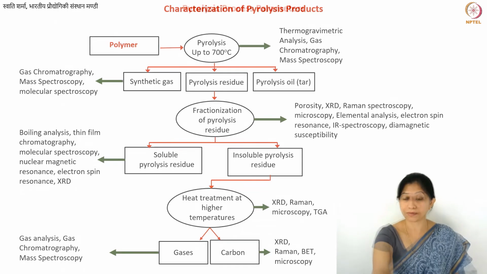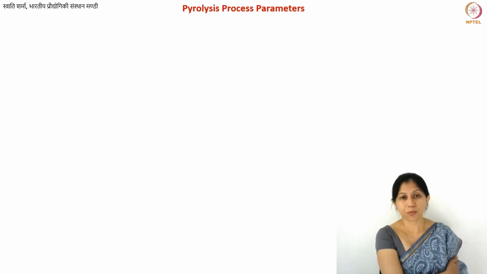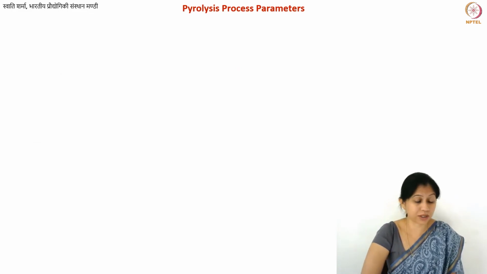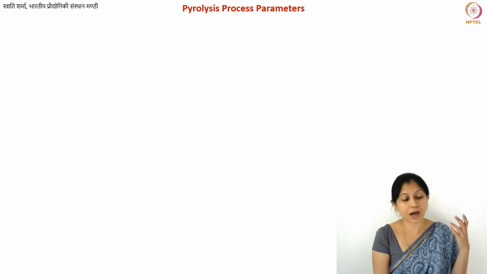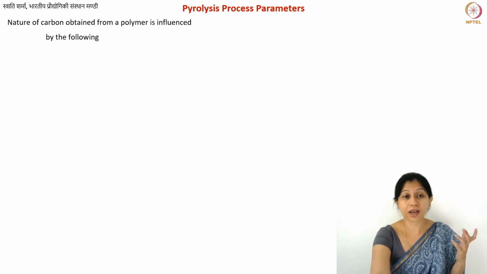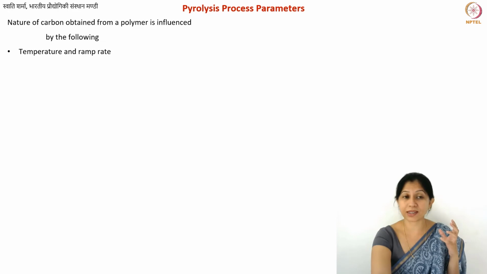Okay, so finally, what are the parameters that influence your pyrolysis process, and why do we need that? Because this is very important for us. This is what will determine the microstructure of the final carbon product that we are going to get. Okay, so some of the important parameters, of course, one thing is the temperature.